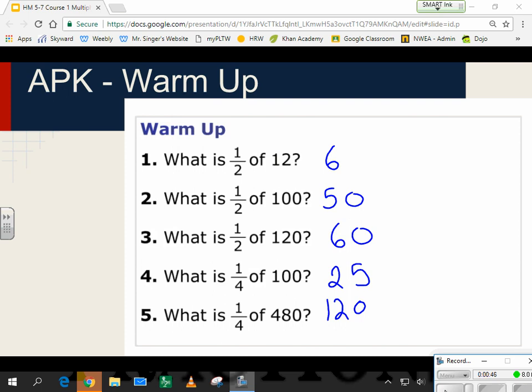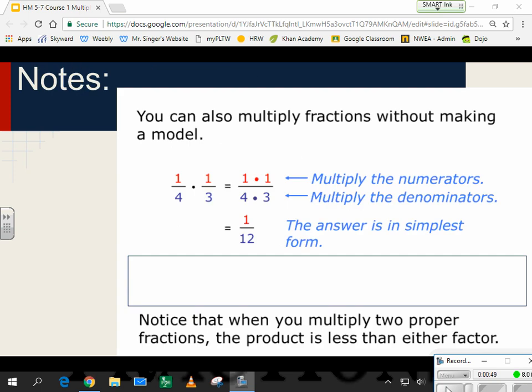All right, now that we're warmed up, let's get into our lesson today. Now if we go back to our previous lesson, we learned how we could make models to be able to show how to multiply fractions, and we did the actual math part of it. Well, we don't really need to make a model here. We can just make the fraction.